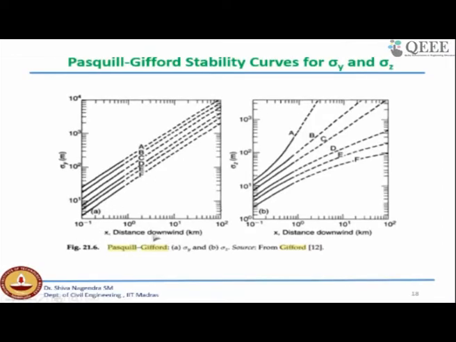Okay, so you know the downwind distance. From the downwind distance, you find out the dispersion coefficient. For example, you know the wind speed, the solar radiation, and the cloud cover, and based on that you determine the stability class. From the corresponding stability class, with reference to your emission source, you are interested in finding the concentration at a particular receptor.